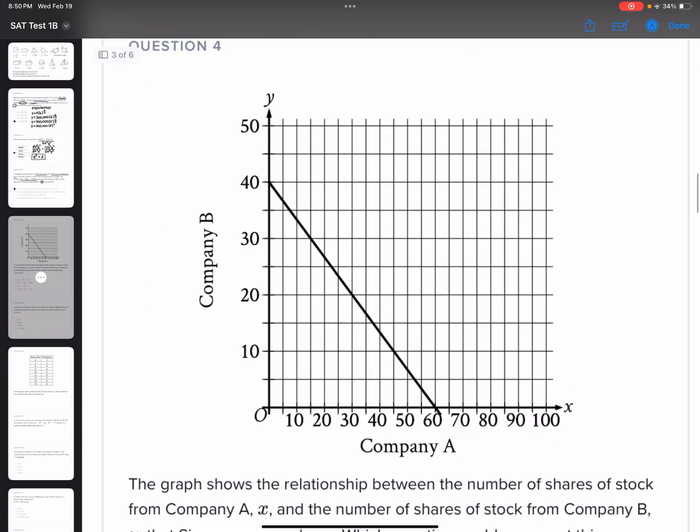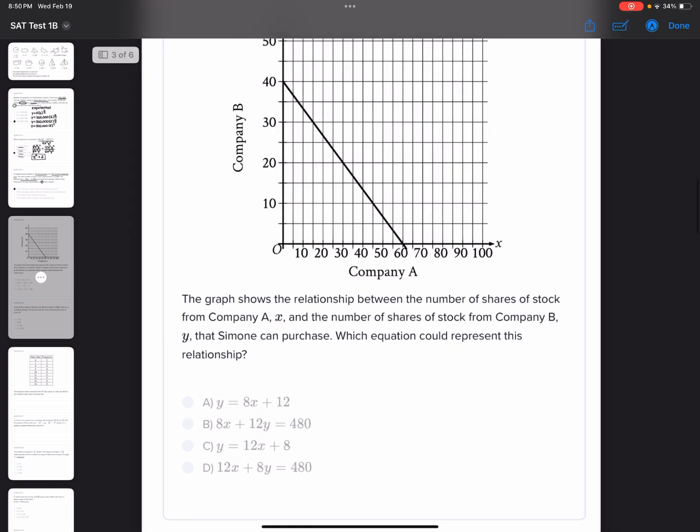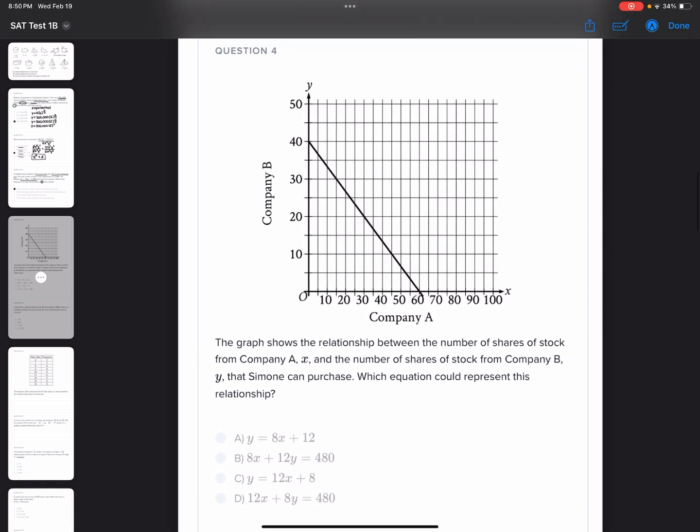Okay, on to question number 4. Okay, this one's actually a pretty simple question. You could solve each and every single answer into slope-intercept form and then try to see which one lines up the best, but the easiest and quickest method, and obviously the most efficient one, would just be to plug in a point that matches up with the line, right?